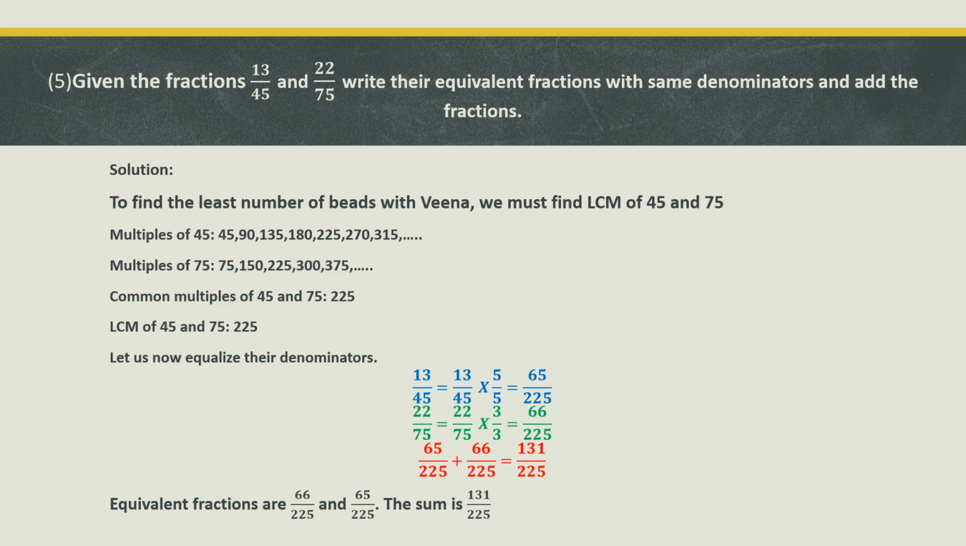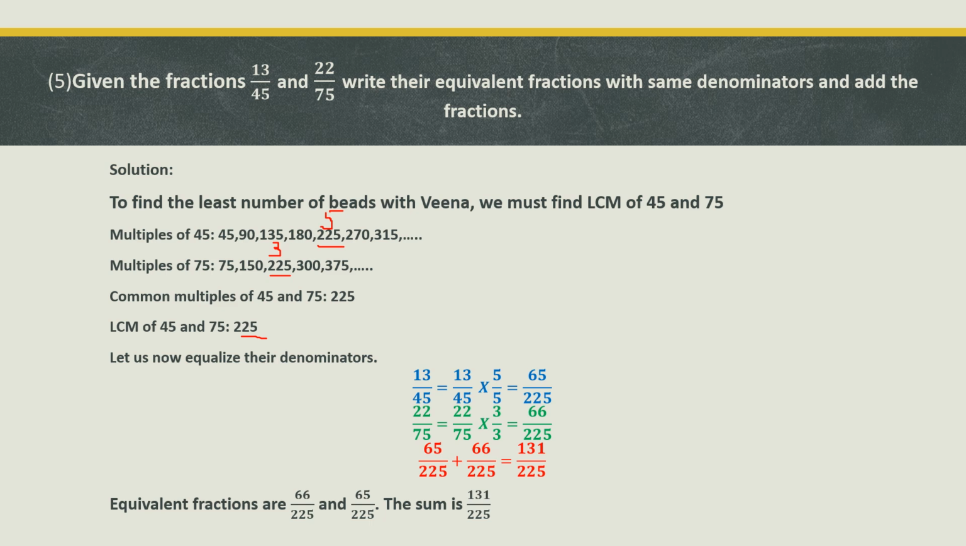So to find the LCM, I'll write the tables of 45 and 75. I wrote the multiples of 45, then the multiples of 75: 75, 150, 225, 300 and 375. Now the common one here is 225. So the common multiple is 225. For 45 and 75 we have only one common multiple, hence the LCM is also 225. Now for 45 it is 5, 45 into 5 is 225, and for 75 it is 3, so 75 into 3 is 225.